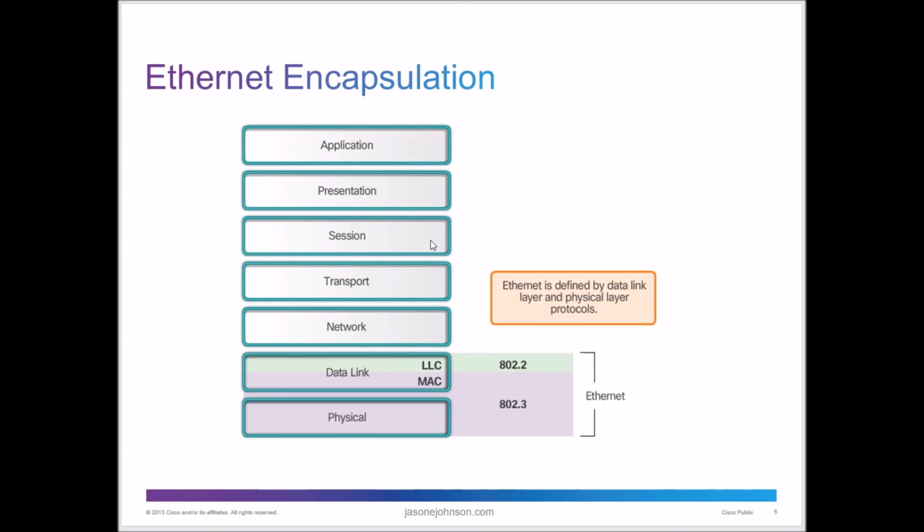So when we look at an Ethernet encapsulation or an Ethernet frame, it's defined by the data link layer and the physical layer protocols. So the physical layer protocols and the data link layer, the MAC address is this section here, or the Ethernet is these two sections here.